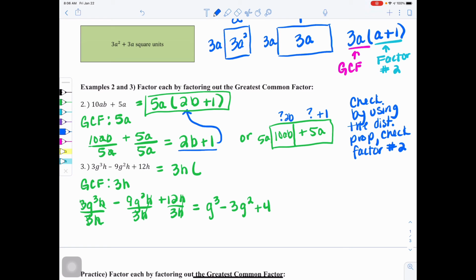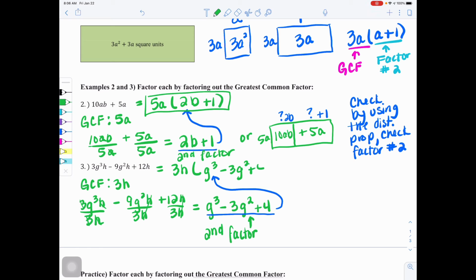So remember, this is the factor that you're going to take and put inside the parentheses. So this would be the second factor. And same thing up here. Second factor. So I will take g cubed minus 3g squared plus 4 and put it inside my parentheses. And now there is my expression in factored form using the GCF.